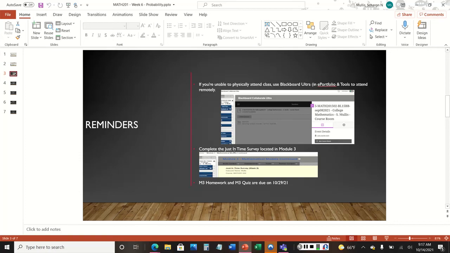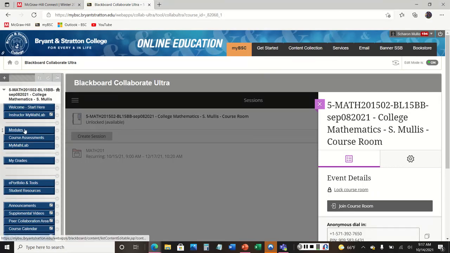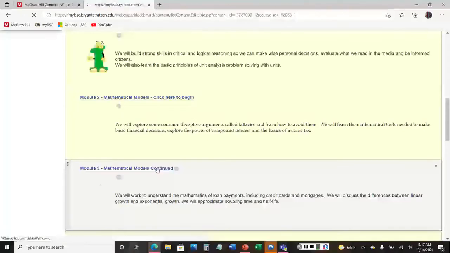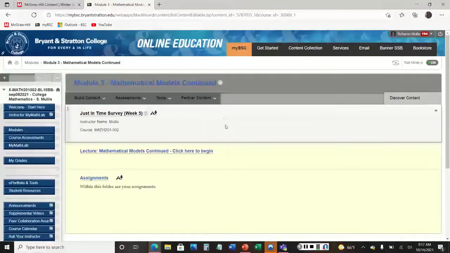All right, the next thing is you have to complete the just-in-time survey, which is located in Module 3. I know a lot of you have already completed it, but if you haven't, it is located in Module 3. So we're going to go in there, go to Module, scroll down to Module 3, and you see it right here, the first thing that's listed, just-in-time survey, week 5. For the instructor name, you use my last name, and for the course, you use MATH201-502.